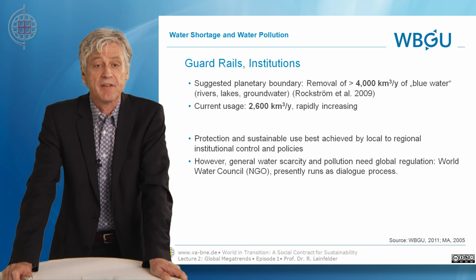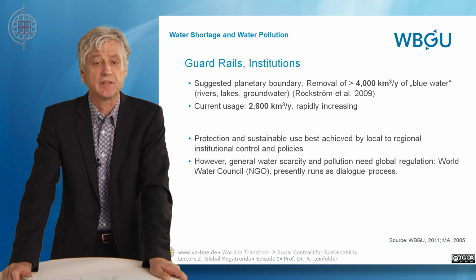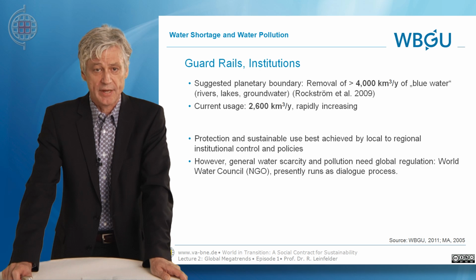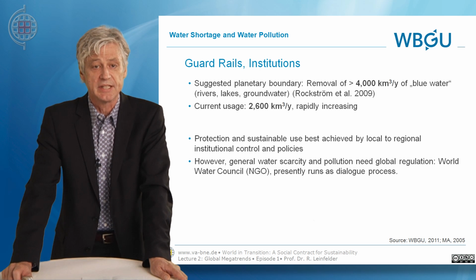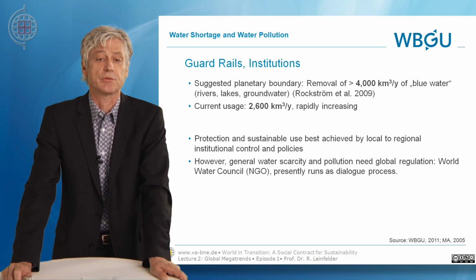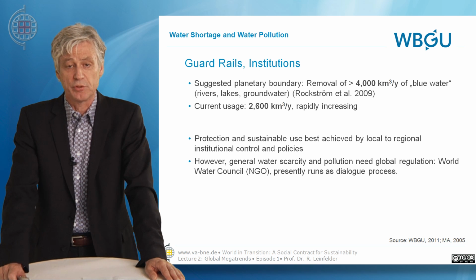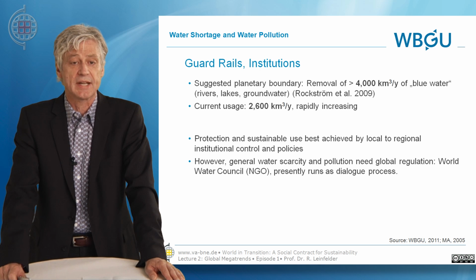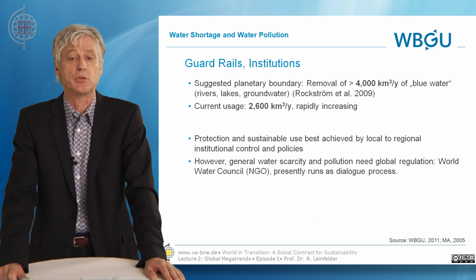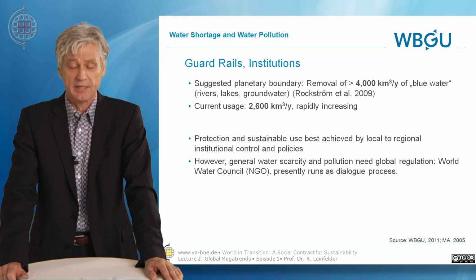Guardrails and institutions, what do we have? The suggested planetary boundary by Rockström is that the removal of 4,000 cubic kilometers per year of blue water would be the boundary. This blue water is from rivers, lakes and groundwater. Currently we use 2,600 cubic kilometers per year, and this is rapidly increasing. Protection and sustainable use would be best achieved, we believe, by local to regional institutional controls and policies, because it is really a regional problem. However, the general water scarcity and the pollution do need global regulation, and there is something like the World Water Council, which is an NGO institution. It presently runs as a dialogue process, so there should be some improvement on this line as well.